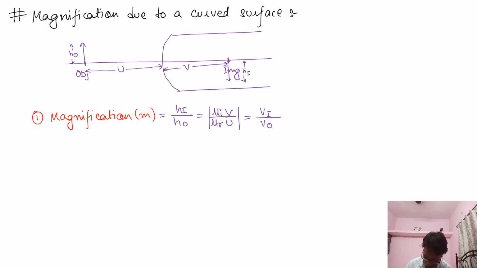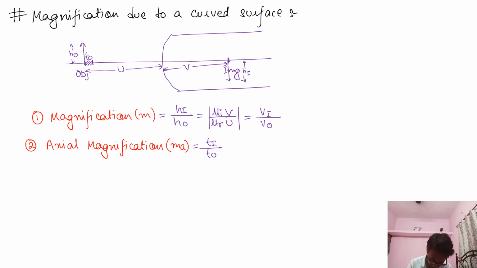Okay, now what we are concerned about is axial magnification. Okay, what is axial magnification? Axial magnification is nothing but thickness of image by thickness of object. So suppose this object was this much distance, let this be represented by to, and this image was this much distance, let this image be represented by ti.